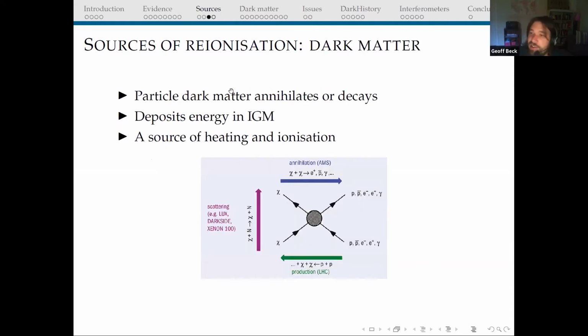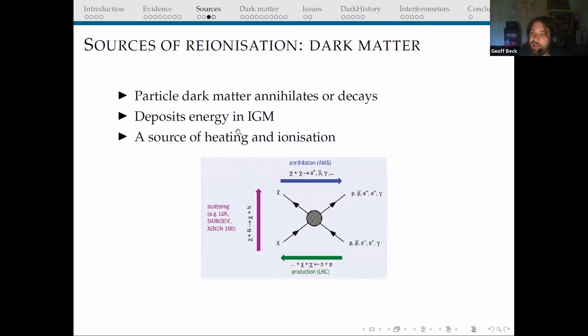So the source of reionization that I'm interested in at the moment is dark matter. How would dark matter go about producing reionization? Well, particle dark matter could theoretically annihilate or decay, in which case it will produce standard model particles. And these standard model particles can go on to interact with this neutral hydrogen gas, or maybe CMB photon fields in the early universe. And this allows us to deposit heat into the neutral gas itself. Not only that, if the energy emissions are high enough energy, we can have ionization or excitation as well. So we can essentially do everything that stars or AGN are doing with dark matter too.